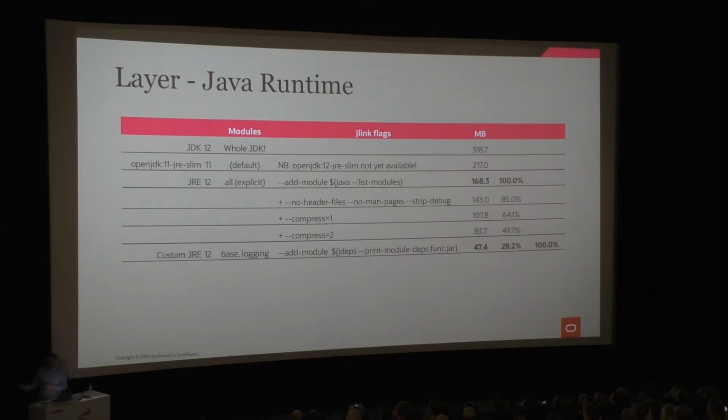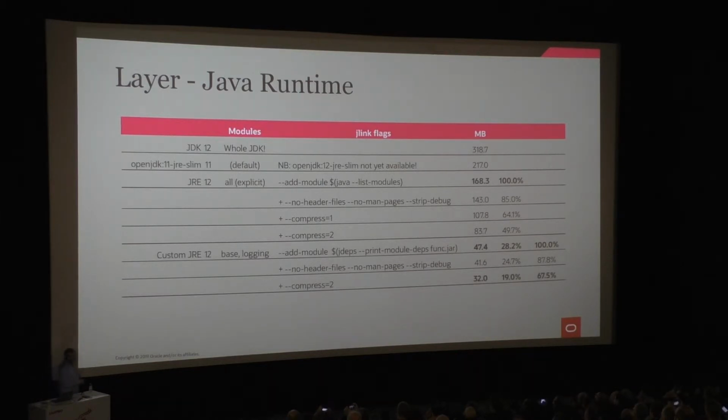I'm also using logging modules, it makes sense. And if by doing that, we go down to 48 megabytes. So that's all the JRE that is needed to run a Java function within Fn and Oracle Functions. Obviously, we can still remove some information that is not needed in our runtime, 41 megabytes, and we can compress that to level 2, 32 megabytes. So in 32 megabytes, we have a Java runtime with everything needed to run our Java function. So basically, we went from 320 megabytes, a full-blown JDK, to 32 megabytes.